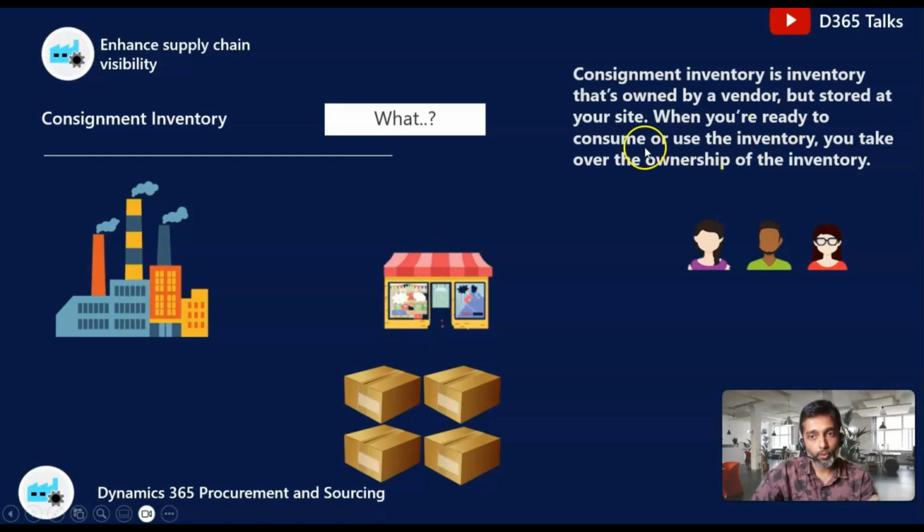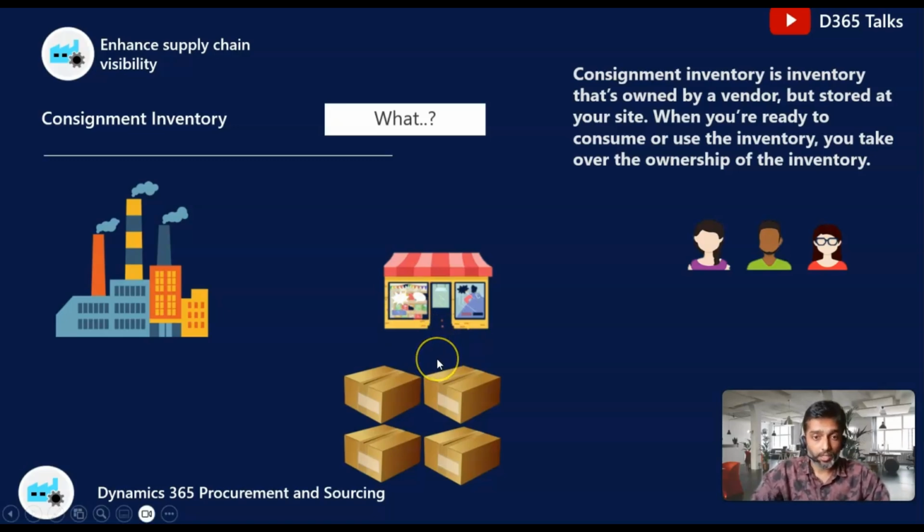When you are ready to consume, because at some point down the line in your supply chain, there is a demand from the customers, you use the inventory by changing the ownership. What exactly this means is, you need to change the ownership of the inventory from the manufacturer to the retailer in order to consume it. So that's the whole idea of using consignment inventory in Microsoft Dynamics 365 Finance and Operations.